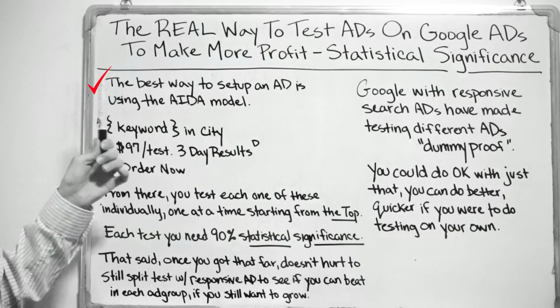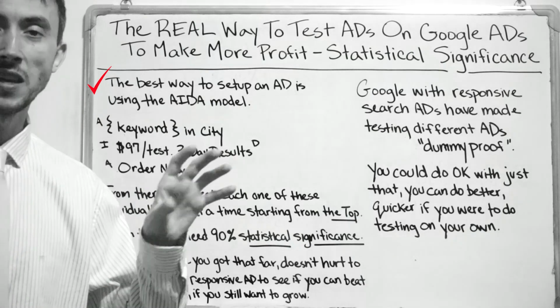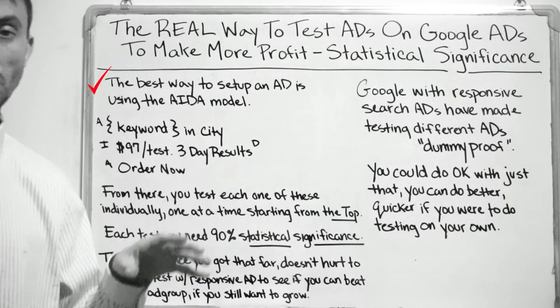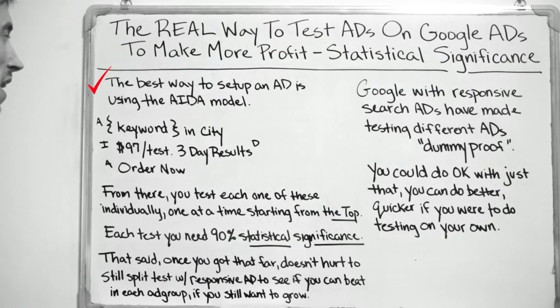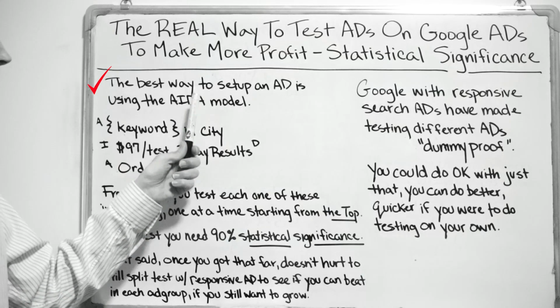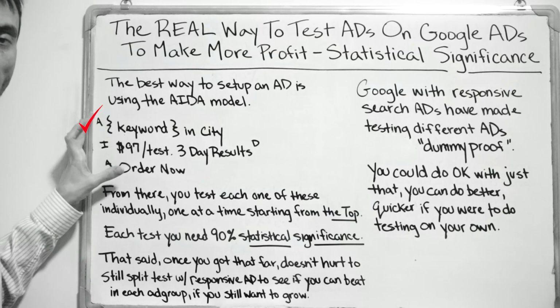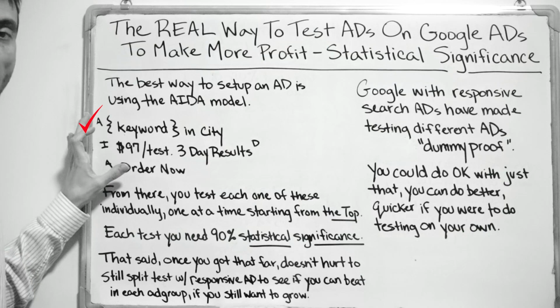And so what that AIDA model is, it's a model that is great for making an ad anywhere, not just on Google Ads. But AIDA stands for attention, interest, desire, action. So I gave you a sample test Google ad here to show you how this works actually in practice.